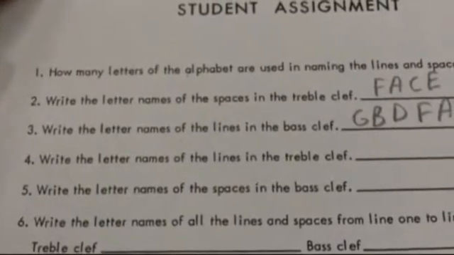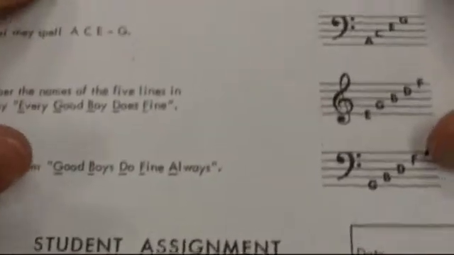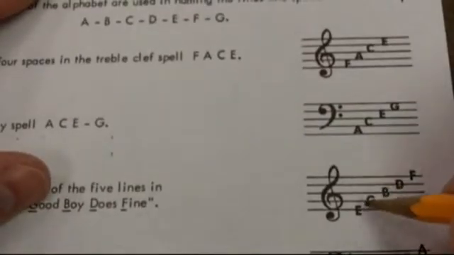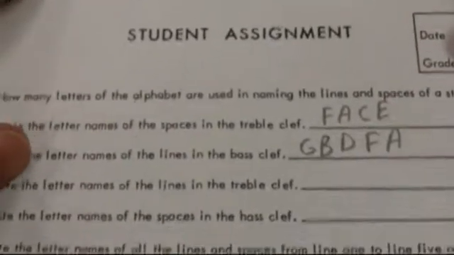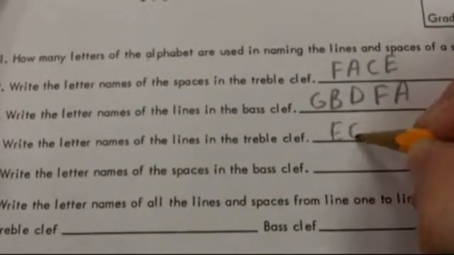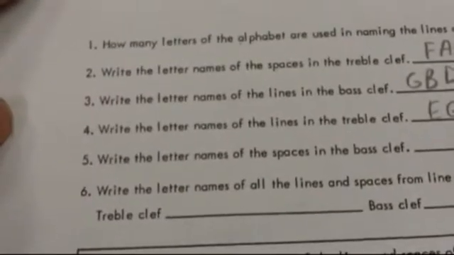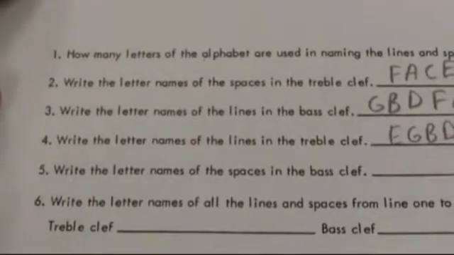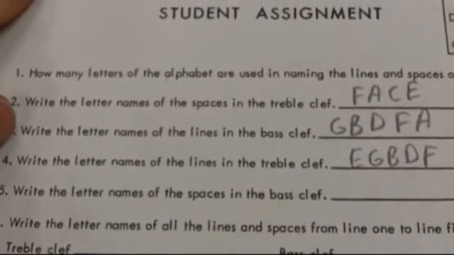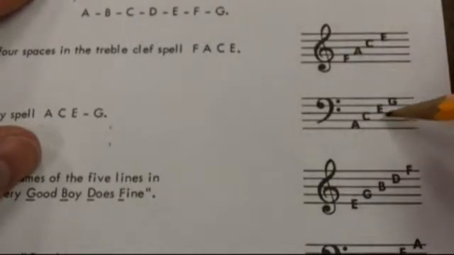Number 4. Write the letter names of the lines in the treble clef. Okay? So, looking for the lines. Found them right here. E, G, B, D, F. All right? Number 5. Write the letter names of the spaces in the bass clef. So we go up to the bass clef, and then we find our spaces. A, C, E, G.